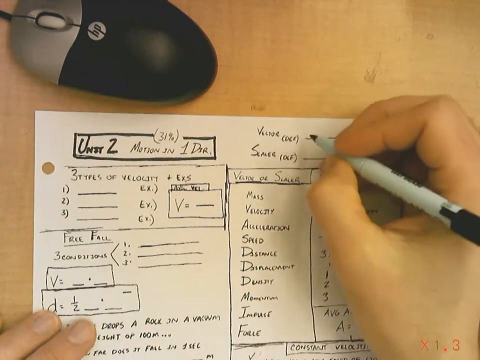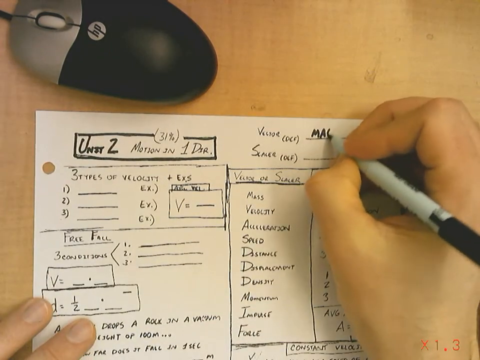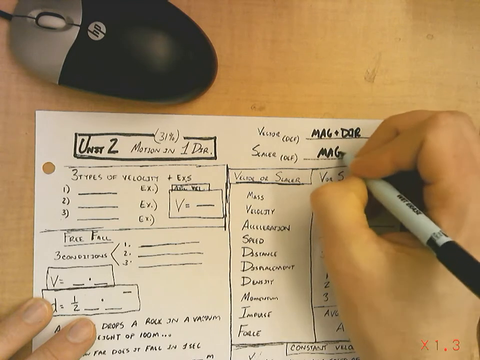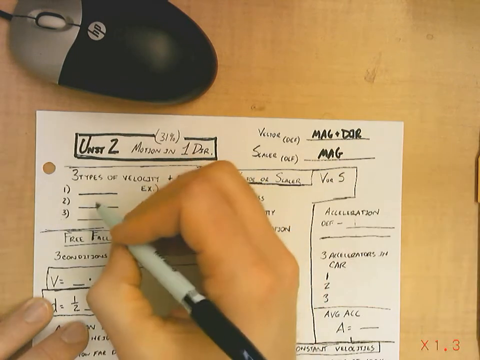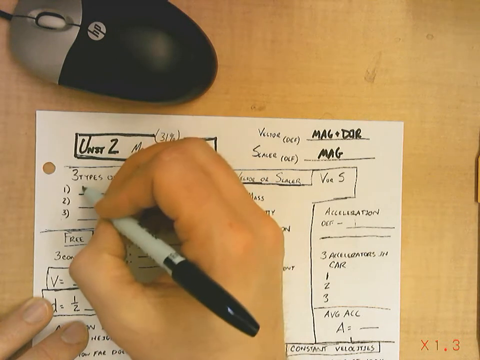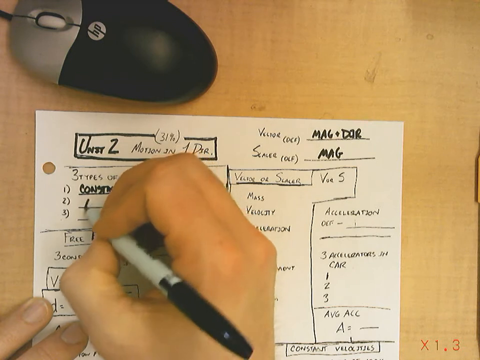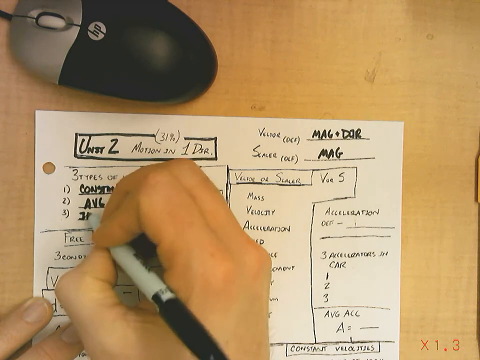So we got vector, magnitude plus direction, scalar is just magnitude, and then we have the three types of velocity: constant, average, instantaneous.